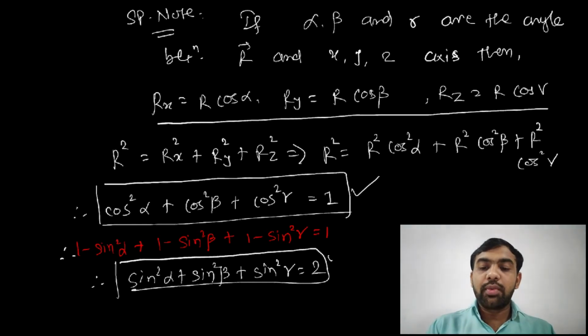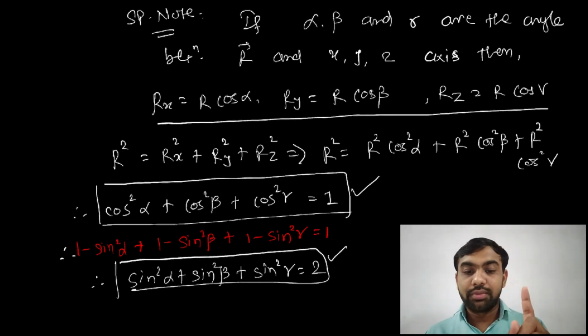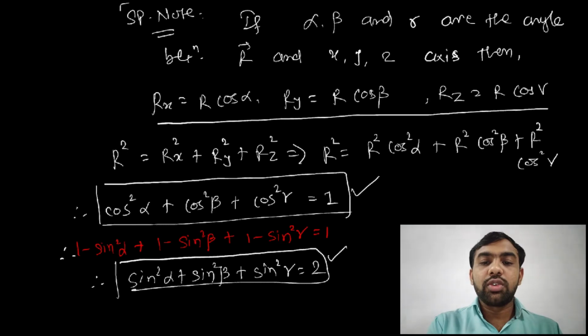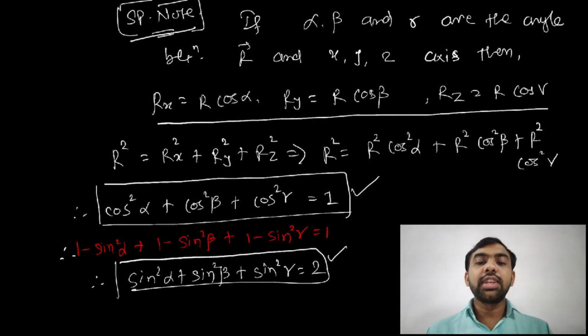So you get these two results: cos square alpha plus cos square beta plus cos square gamma is equal to 1, and sin square alpha plus sin square beta plus sin square gamma is equal to 2. That is the special note related to 3-dimensional vectors. All of you note it, then after that we will go to the next one.